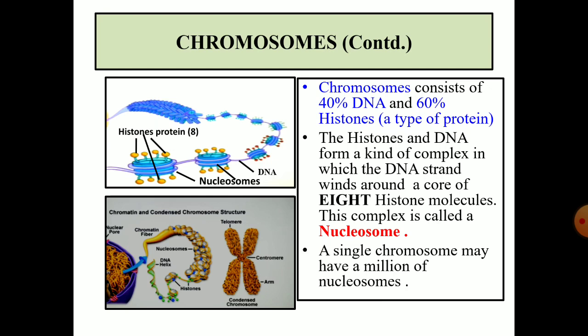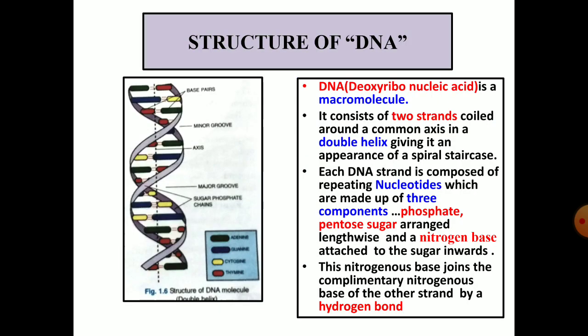During condensation, they wrap around more tightly and are packed together to form structures that we call chromosomes. You can see in the diagram, they are the chromatids or chromatin fibers. If you open them up, they look like this, with the DNA and the histones. A single chromosome may have 1,000,000 nucleosomes. So you can imagine.